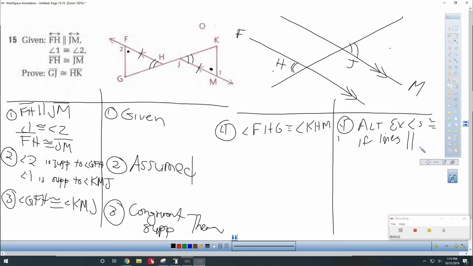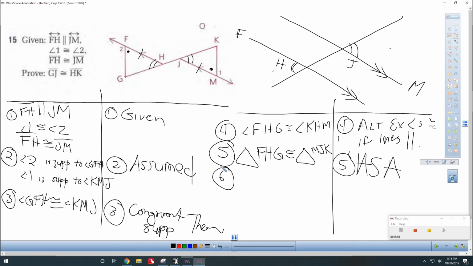All right. Now we got the triangles, right? Oh, we got the angles, yeah. So now I can say triangle FHG. I went with FHG, whatever. Let me make sure I get the order right here. Is congruent to triangle KJM? No, MJK. And my reason is angle side angle.